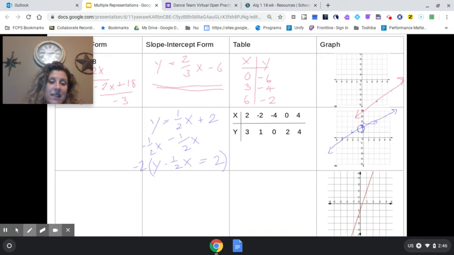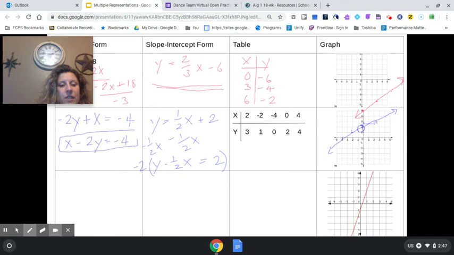It's going to switch my signs, make my negatives positive and my positives negative, and it's also going to get rid of that fraction in front of x. So if I multiply everything by -2, I would get -2y plus 1x, or just x, is equal to -4. And then one more step, we just want that x to come first. So x minus 2y is equal to -4 would be the preferred form for standard.